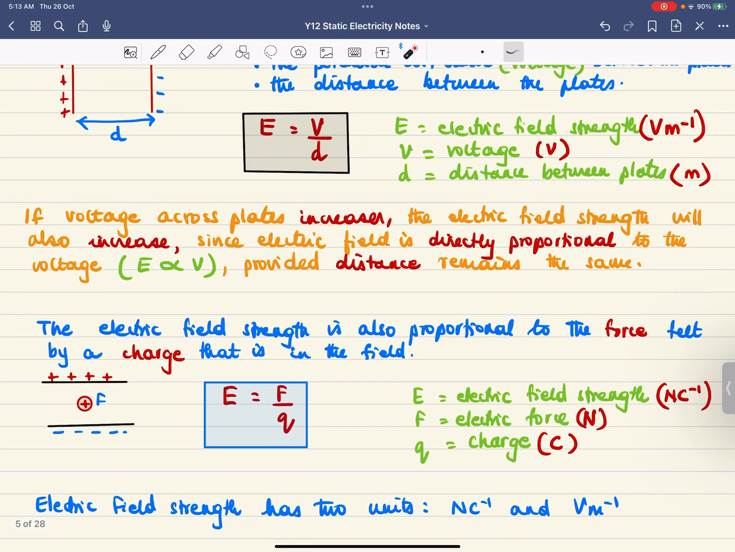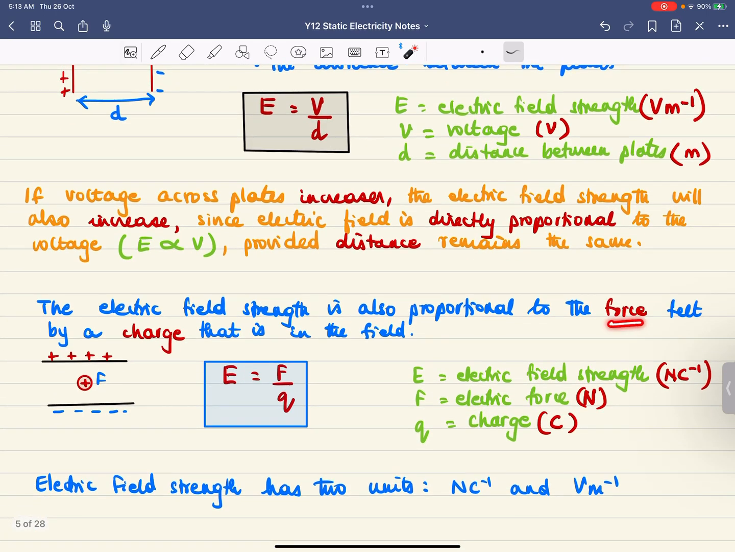Now, the electric field strength is also proportional to the force that is felt by a charge when it is in the field. So if you have a positive charge here, what's going to happen to the positive charge? It's going to get attracted to the negative plate. Why? Because it feels an electric force. So this is another formula for electric field strength. It's force divided by charge, E = F/q. And so based on this, the electric field strength also has a second unit, which is newtons per coulomb.